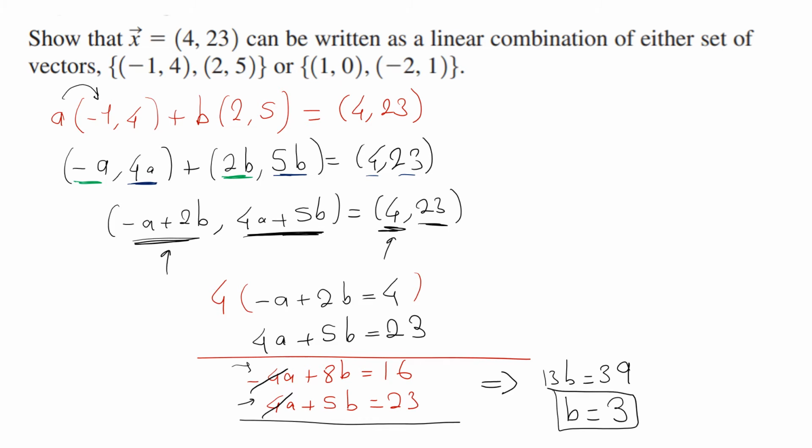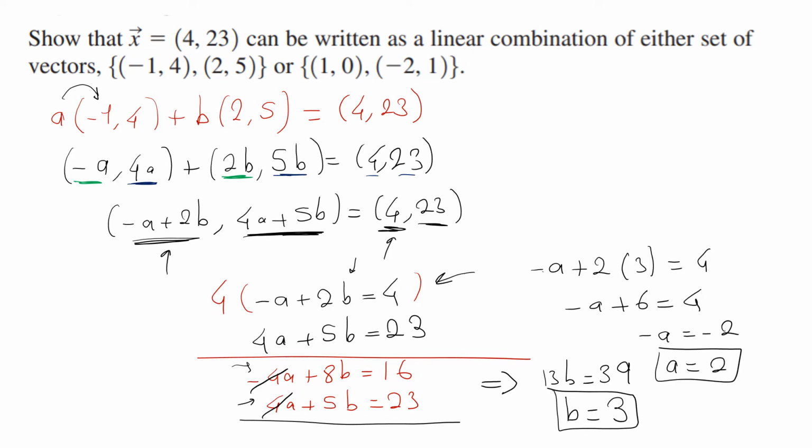The only thing I need to find is my a value. So I can just plug that b back into my original equation, which is easier. So I have negative a plus 2, and then I'm going to plug in 3 for that, and that equals 4. I know 2 times 3 is just 6, so I have negative a plus 6 equaling 4. I'm going to send that 6 as negative to the other side to get negative a equaling negative 2. Divide by negative for each side, I get a value of 2 for my a.